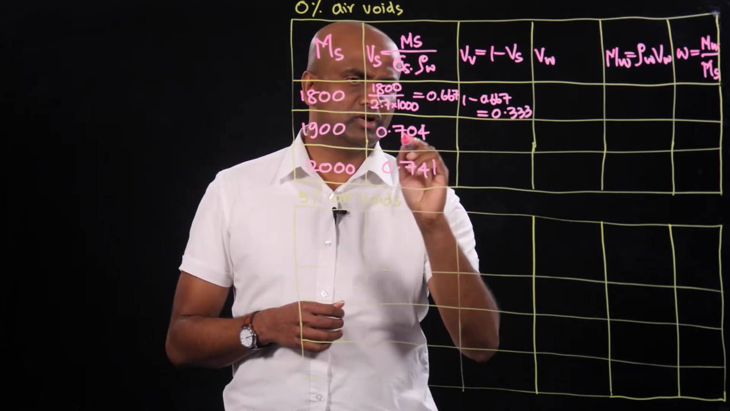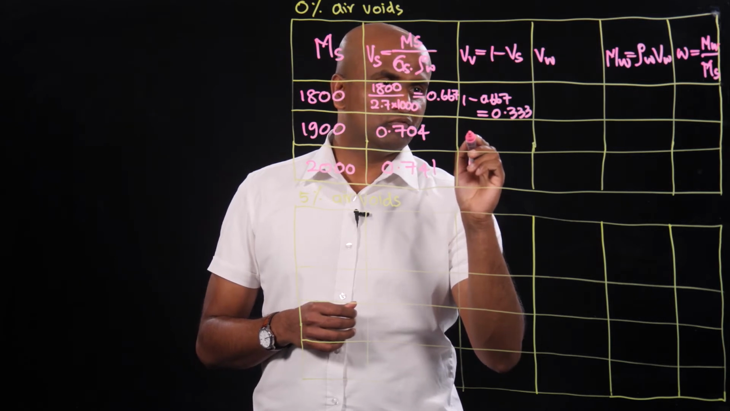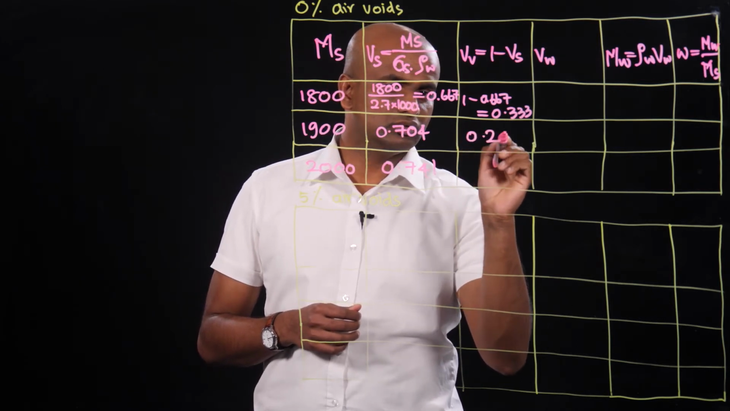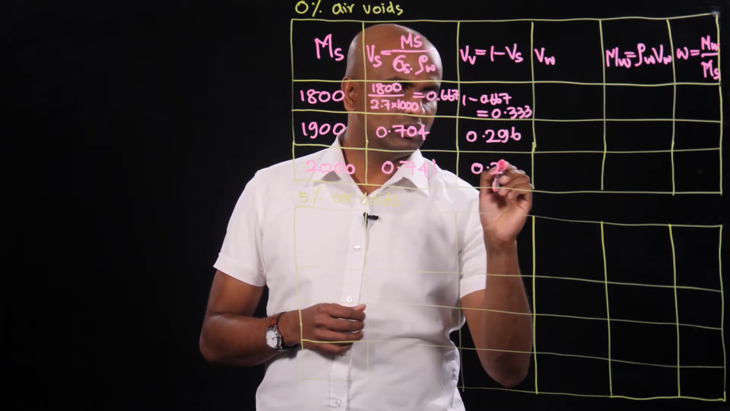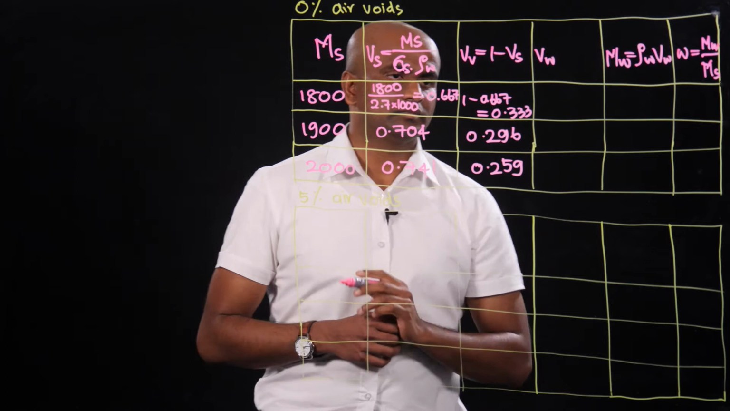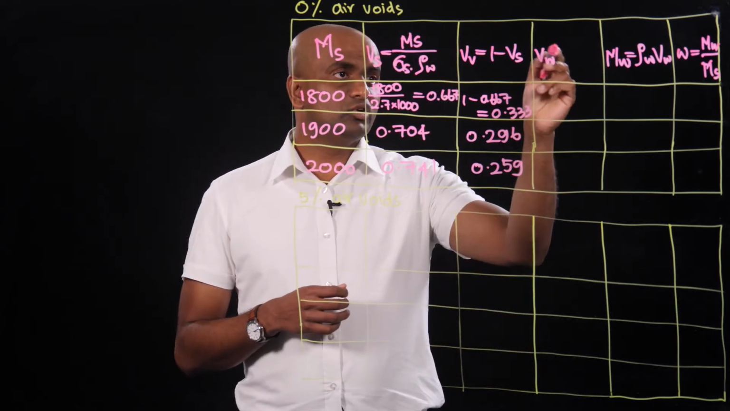Similarly here, it will be 1 minus 0.704, which will be 0.296, and here it will be 0.259. Now we can calculate the volume of water.